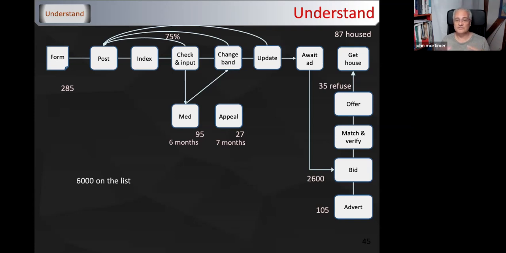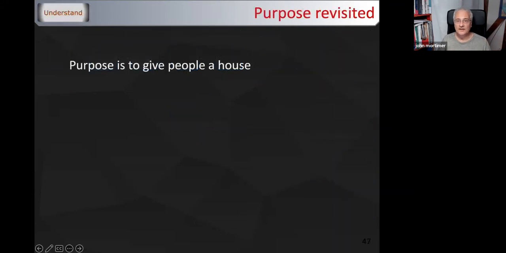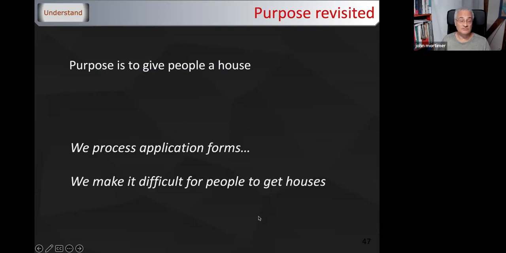Okay, so when we ask the questions again, how good is it? How well does it help people? What are the causes? You can see now that we're really getting to the nitty-gritty. The team had no idea about these figures before we did this work. Right. Remember the purpose? Purpose was to give people a house. What is the purpose now? The team said, we process application forms. We make it difficult for people to get houses.